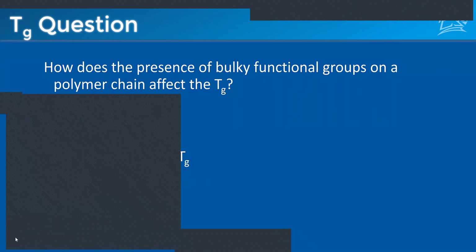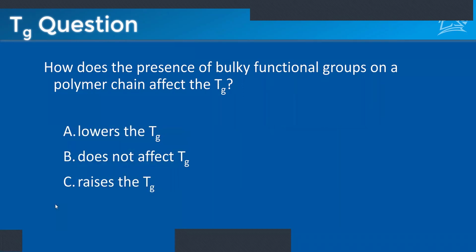Great. So most of you answered C here, which is correct. The presence of bulky functional groups. Let me just write this down as a summary. So bulky groups, they decrease crystallinity because what makes polymers crystalline is the ability of the chains to pack closely. And if you've got these bulky side groups, these chains can't pack together as well. They don't form as many crystals.